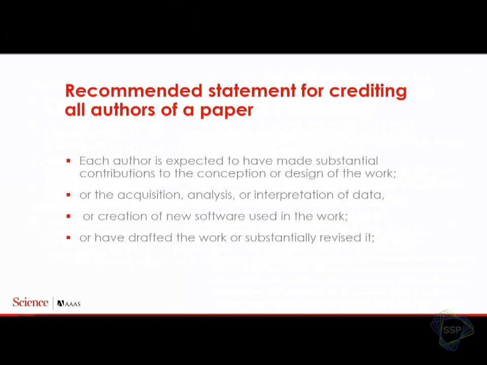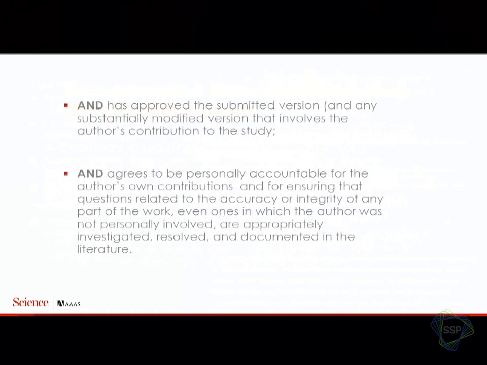The part that was then added is that we have 2 things that say and has approved the submitted version and any substantially modified version that involves the author's contribution to the study, and an author agrees to be personally accountable for the author's own contributions and for ensuring that questions related to the accuracy or integrity of any part of the work, even ones in which the author was not personally involved, are appropriately investigated, resolved, and documented in the literature. So there was a very strong feeling in the working group, this need to make sure, while you're giving individual credit, that there is also group joint responsibility. And so that's what you see in that last bullet point, that you have to be responsible for ensuring the integrity and correcting the literature when necessary.